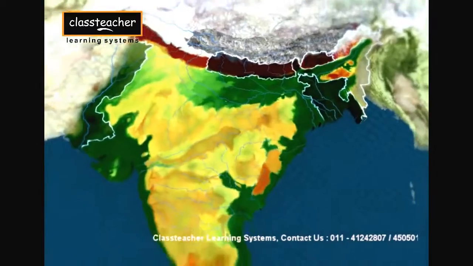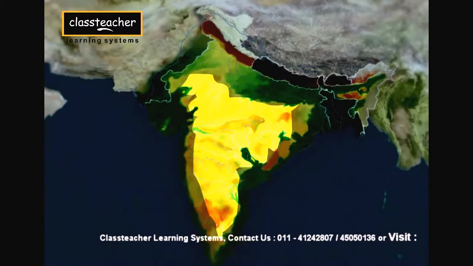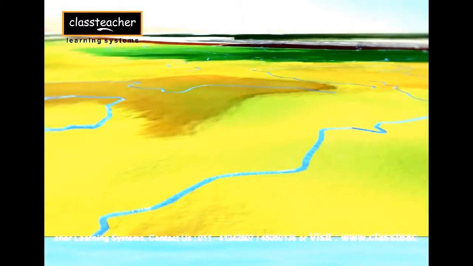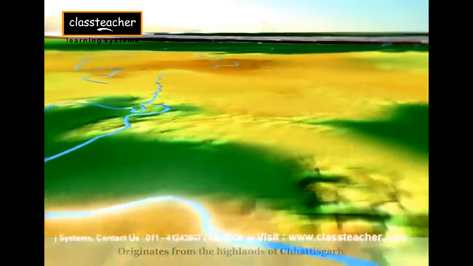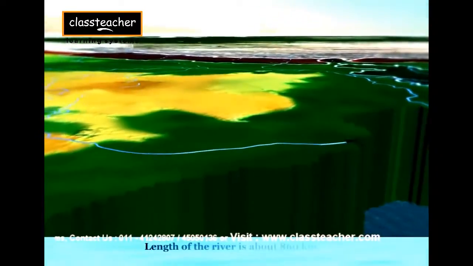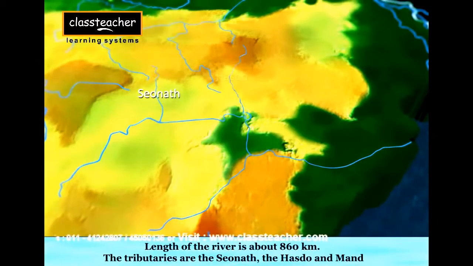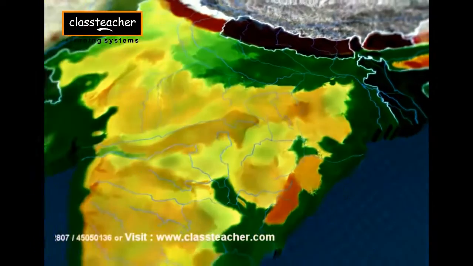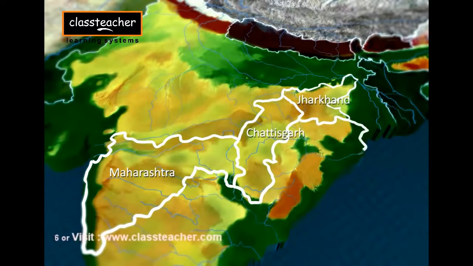Peninsular rivers. The peninsular drainage system is older than the Himalayan one. The peninsular rivers are mainly rain-fed, thus they have seasonal flow of water. The Mahanadi river system. River Mahanadi rises in the highlands of Chhattisgarh, flows through Orissa to reach the Bay of Bengal. The length of the river is about 860 kilometers and it is joined by the Seonath, the Hasdo and the Mand. The Mahanadi Basin covers parts of Maharashtra, Chhattisgarh, Jharkhand and Orissa.